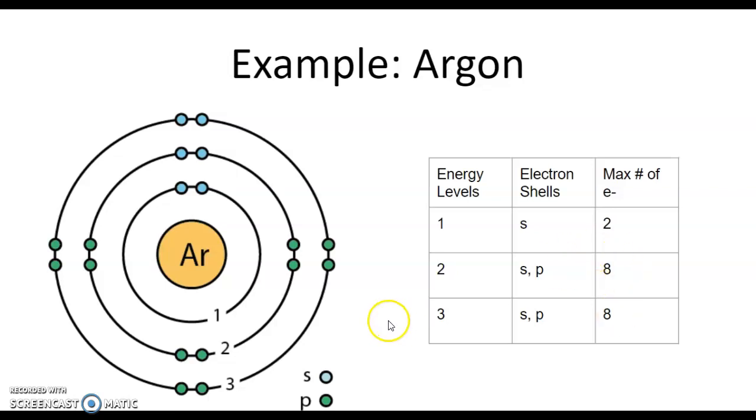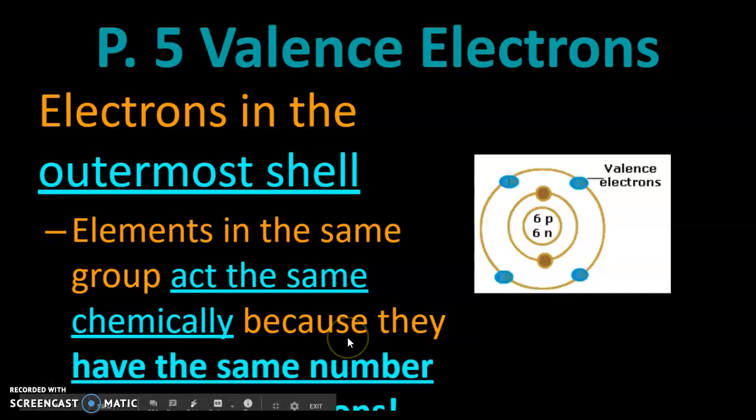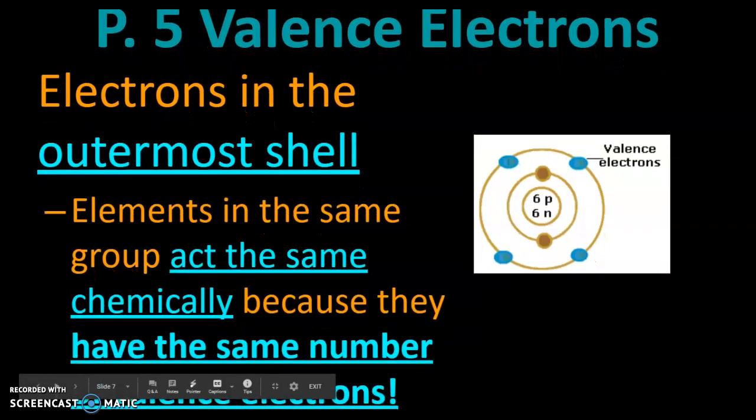Moving right along to these outer electrons, they have a special name called valence electrons. All they are is electrons in the outermost shell. These electrons are going to be really important in determining what kind of reactions these atoms are going to be able to have with other atoms. Elements in the same group act the same chemically due to having the same number of valence electrons. Let me go ahead and shift this video real quick so you can see.